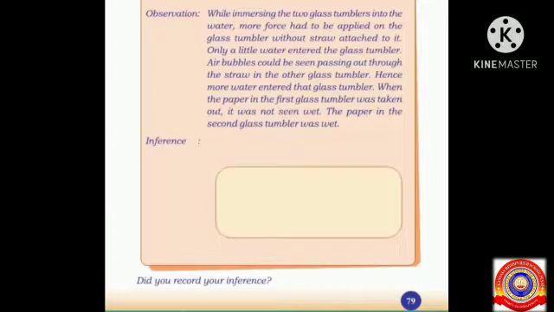Today also we studied an experiment to find out that air needs space to occupy. So, what can we write down in the inference? Yes, air needs space to occupy. Okay dears, did you understand?